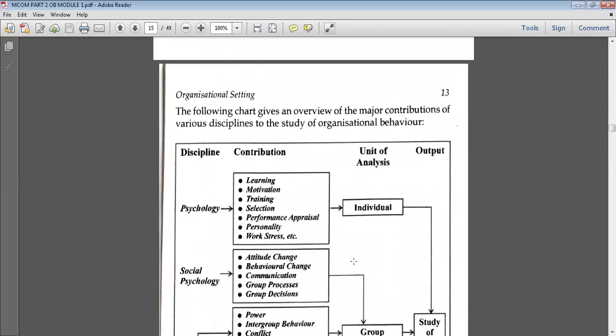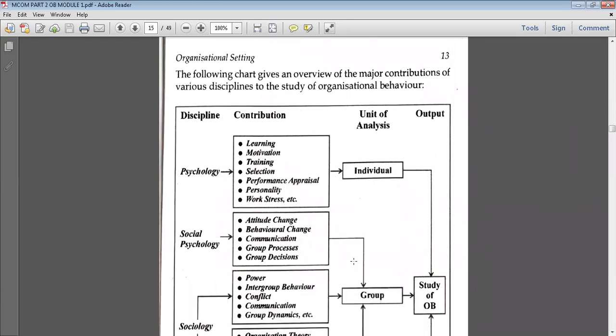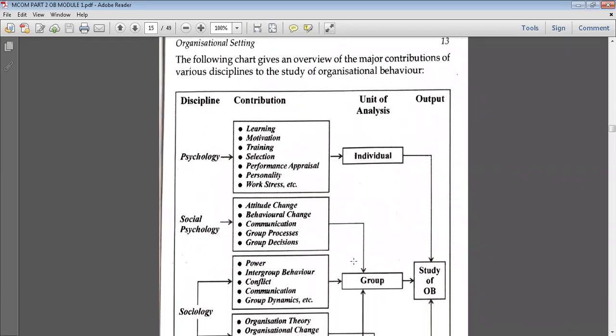So here you can see in this chart. This chart gives an overview of the major contributions of various other disciplines in the study of OB. You can see psychology is connected with learning, motivation, training, selecting employees, stress management, personality of an employee, etc. Social psychology is much deeper. It will explain about change, attitude change, behavioral change and all.